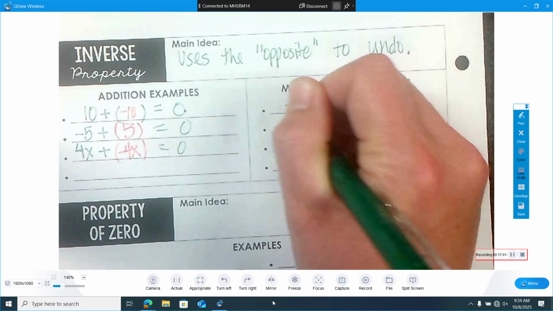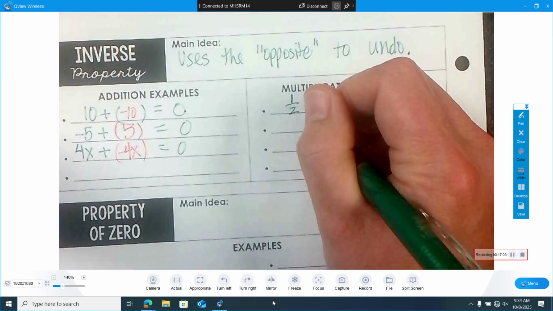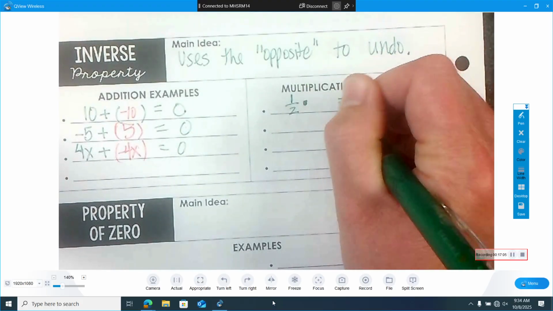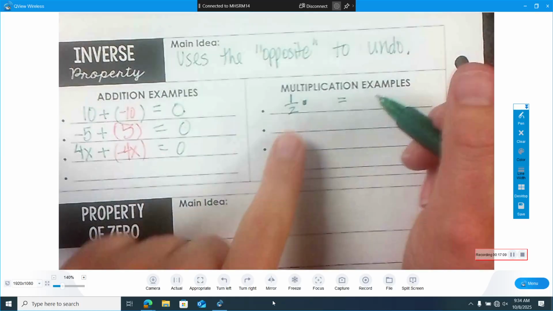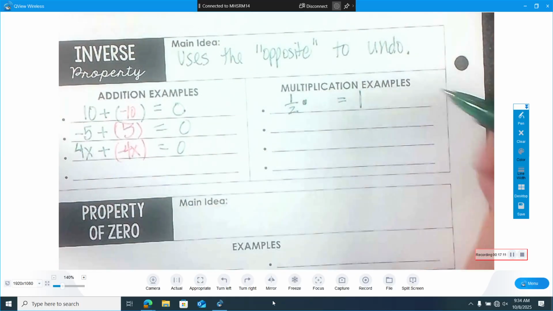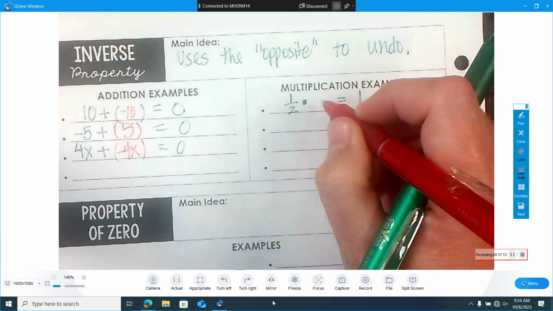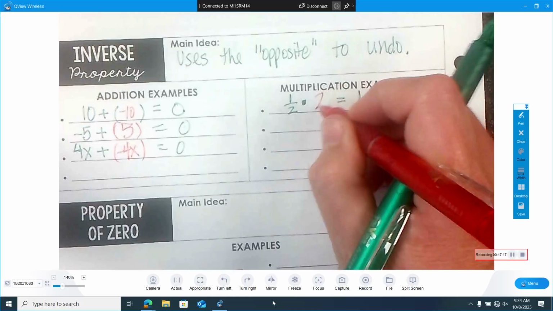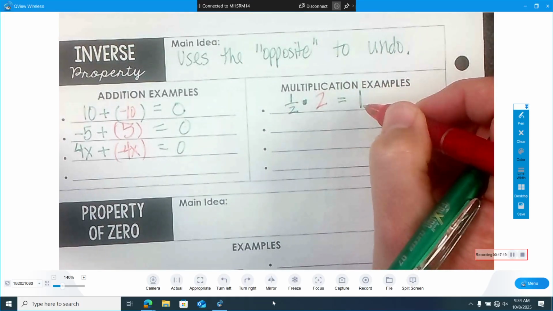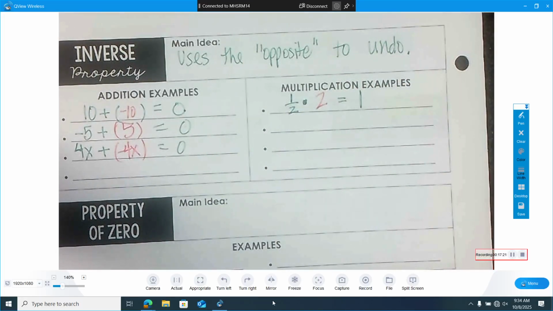Let's say I start with 1/2. 1/2 times something. I want it to cancel itself out. I want it to undo itself. 1/2 times what gives me 1? 1/2 times 2. Half of 2 gives me 1. These two things are inverses of one another. They cancel each other out and give us a 1.